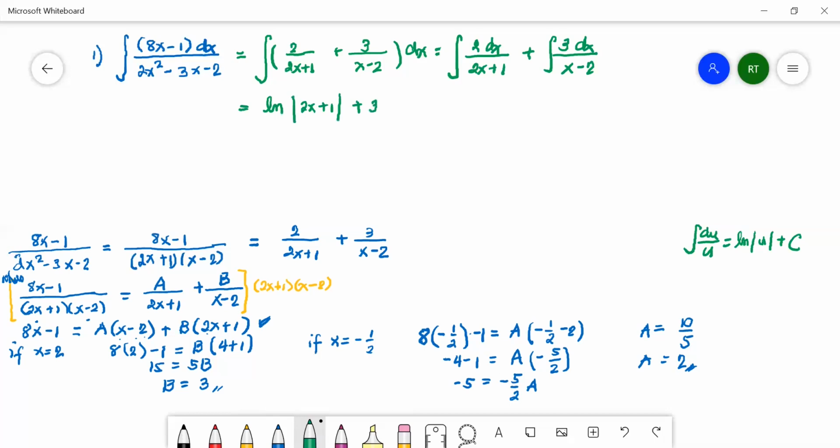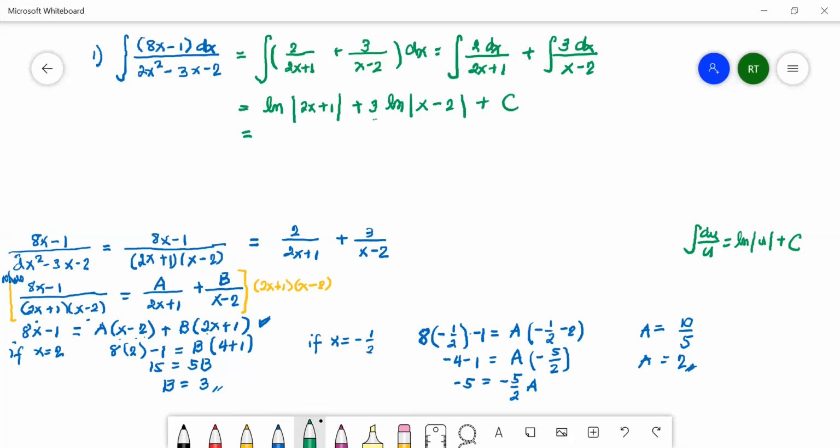The differential of the denominator x minus 2 is equal to the differential of x. Therefore, 3 times the integral of dx over x minus 2 leads to 3 times the natural logarithm of the absolute value of x minus 2, plus the constant of integration. Now, we can also simplify this by using laws of logarithm.